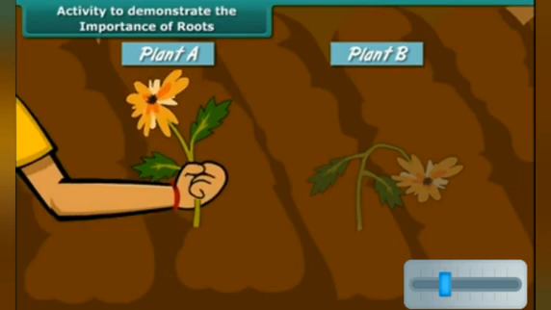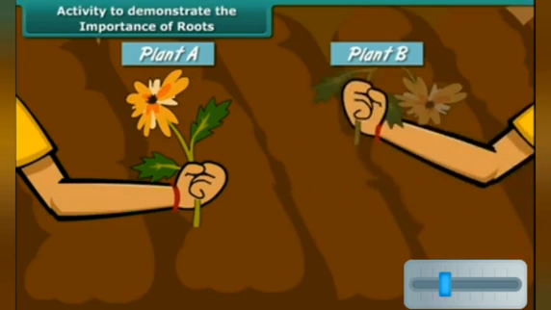Plant A is firmly attached to the soil because of its roots, so it is difficult to pull it out. However, plant B, that has no roots, comes out easily. This shows the roots anchor plants firmly in the soil.